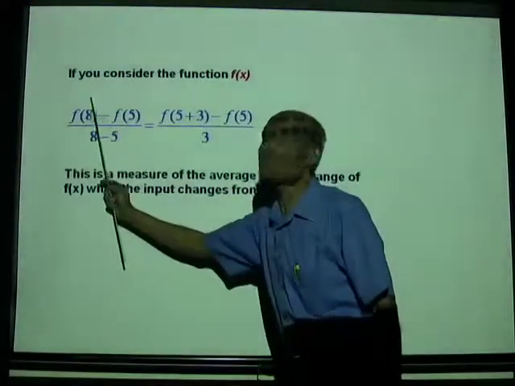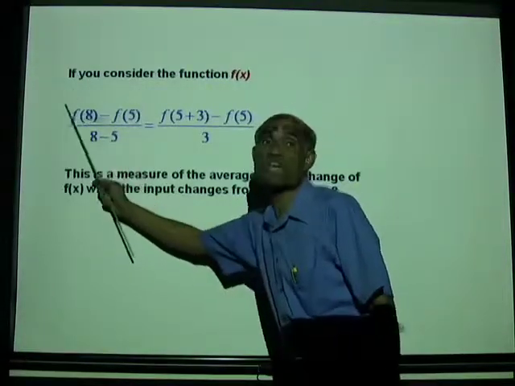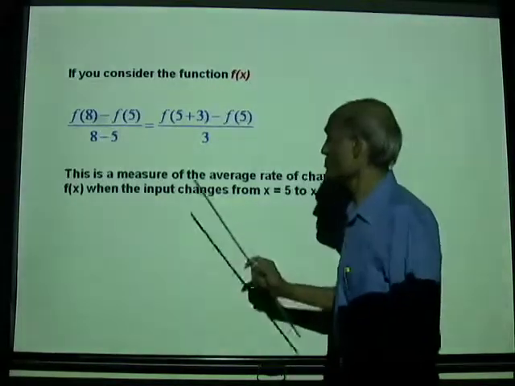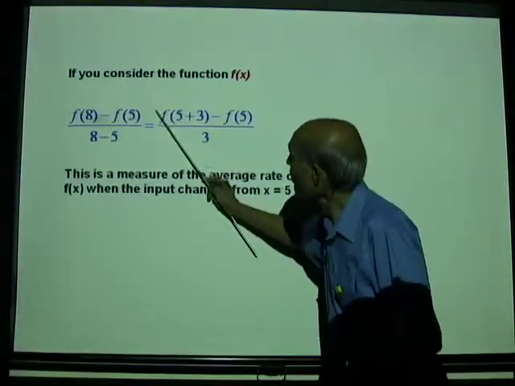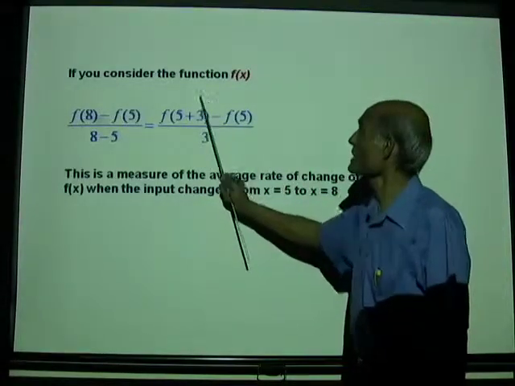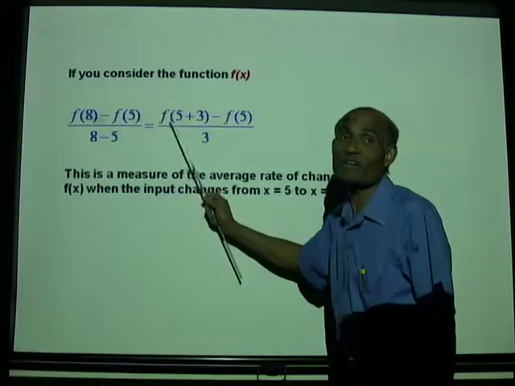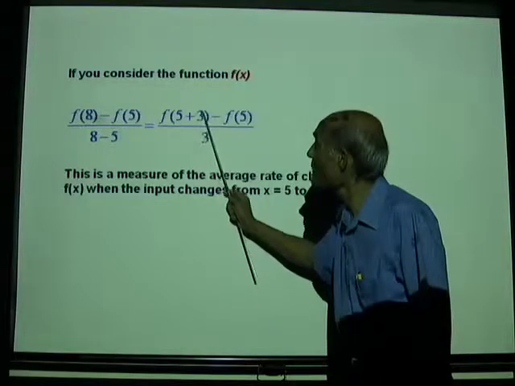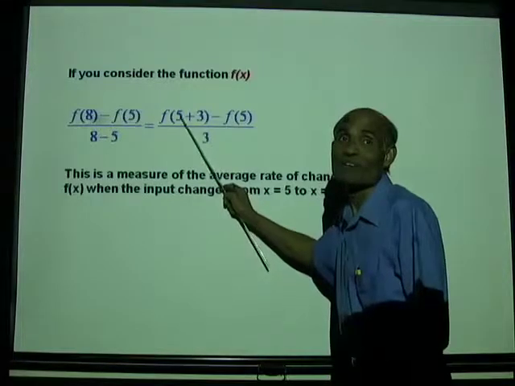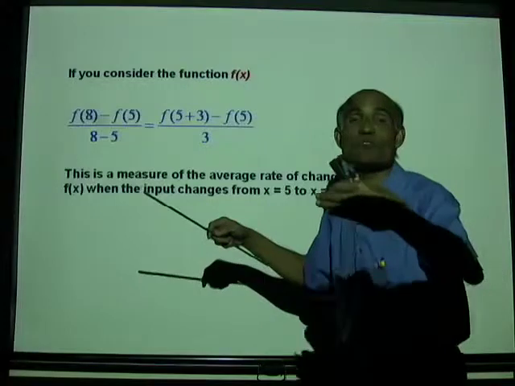This is a measure of the average rate of change. This is the measure of the change in the function value. This is a measure of the change in the input. So f of 5 plus 3 minus f of 5 divided by 3 is a measure of the average rate of change when the input changes by an amount equal to 3. That's the reason why I wrote it like this, 5 plus 3. That plus 3 represents the amount of change in the input.